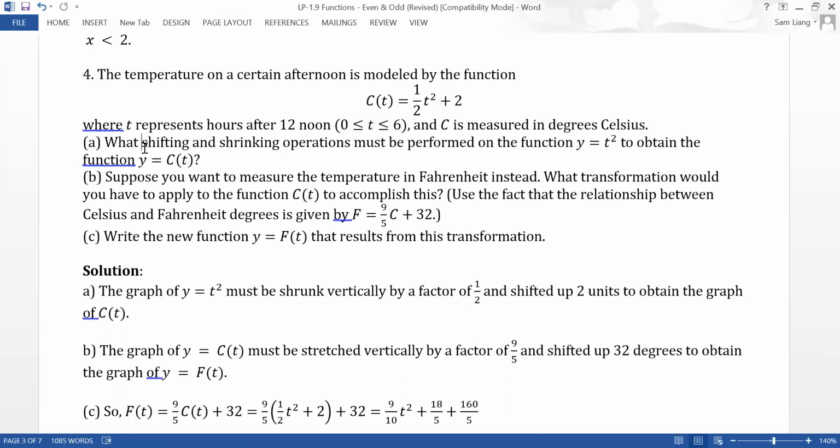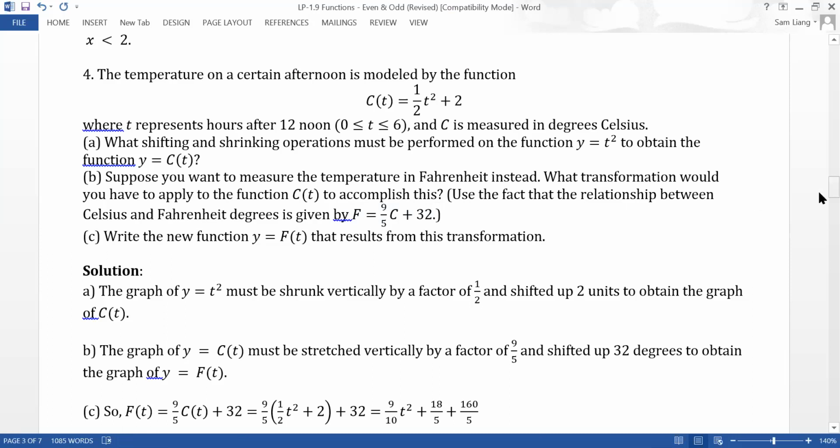So we're just going to think about the transformations, right? As you can see, there's a 1/2 in front of the t squared, that's the vertical shrink. And then there's a +2, so that's a vertical shift up 2. I'll show you the answer in just a bit. Part B is, suppose you want to measure the temperature in Fahrenheit instead. What transformation would you have to apply to the function c of t to accomplish this? Use the fact that the relationship between Celsius and Fahrenheit degrees is given by a formula you might know from science class: F equals 9/5 Celsius plus 32. And lastly, we're going to write the new function that results from this transformation.